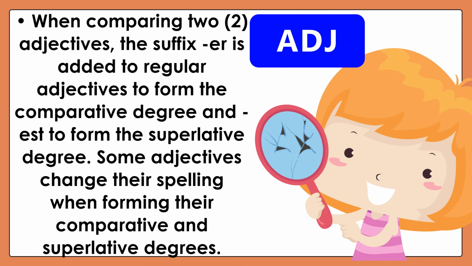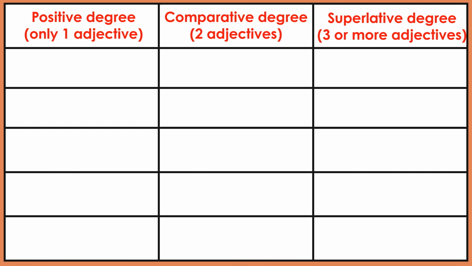When comparing two adjectives, the suffix ER is added to regular adjectives to form the comparative degree and EST to form the superlative degree. Some adjectives change their spelling when forming their comparative and superlative degrees. Here are the examples. First column, we have positive degree. Second column, comparative degree. And third column, superlative degree.